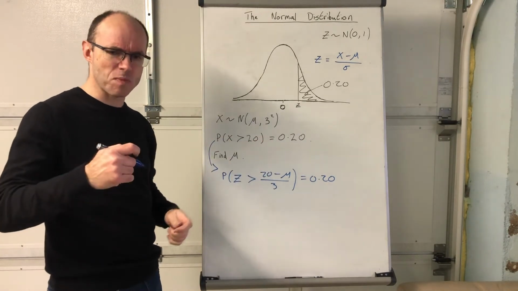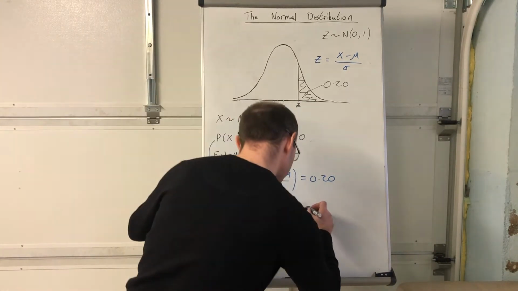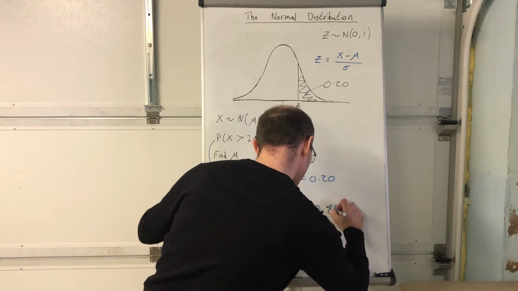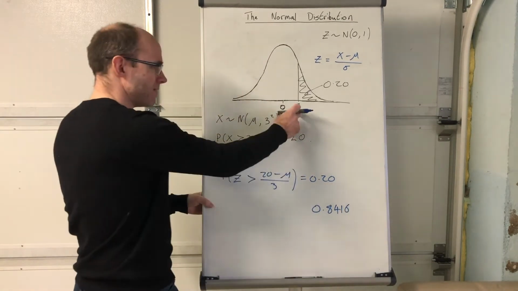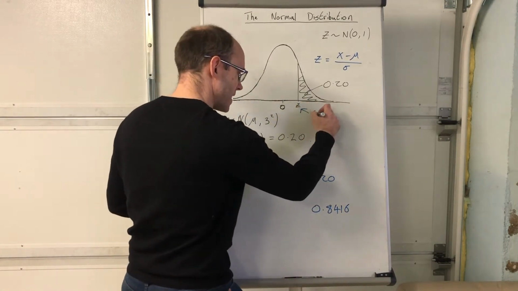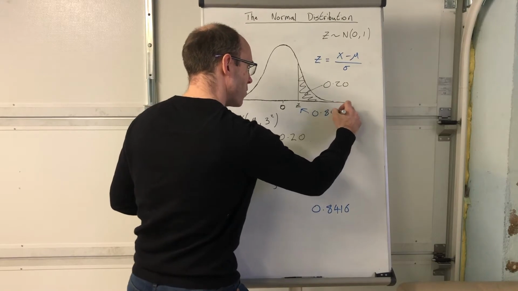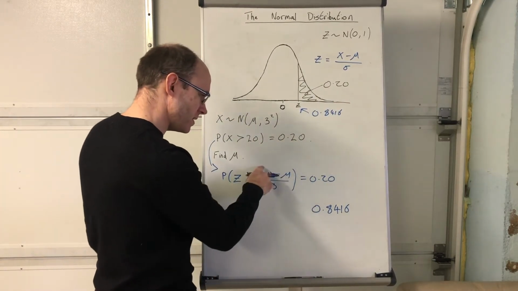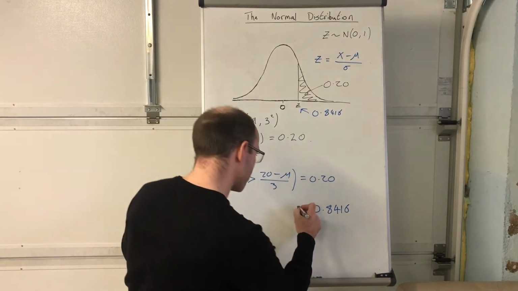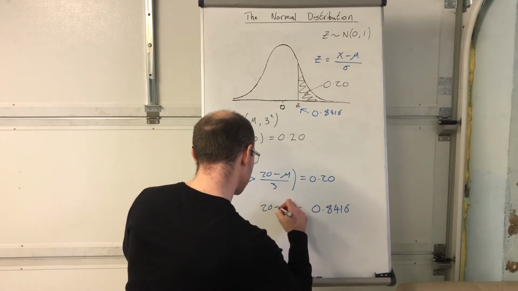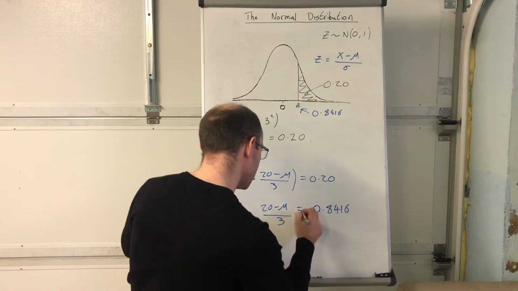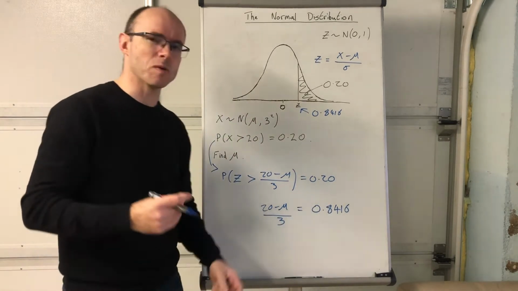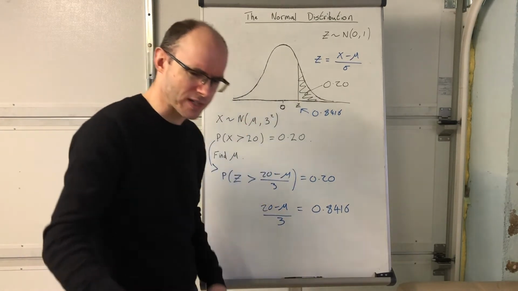It is 0.8416, okay? 0.8416. So that value there, you see, that comes out as 0.8416. So that means that this here must be 0.8416. Okay? So 20 minus mu over 3 equals 0.8416. So I'm hoping you can see how that has worked out for us.